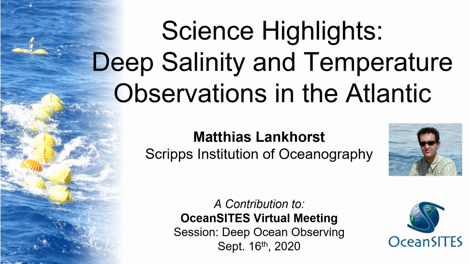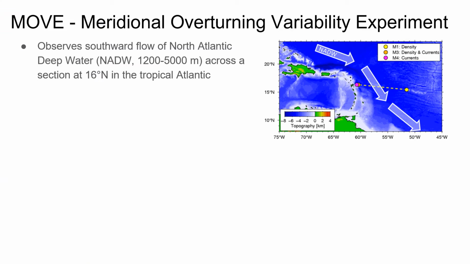September 2020. Our project is called MOVE, Meridional Overturning Variability Experiment. We make observations of the southward flow of North Atlantic Deep Water, NADW, across a section in the tropical Atlantic at 16 north, as shown on the map. NADW occupies depths below 1,200 meters, and its flow balances northward flow near the surface, such as the Gulf Stream, as part of the Atlantic meridional overturning circulation. The motivation behind our observations is that the overturning is an important component of the Earth's climate system.